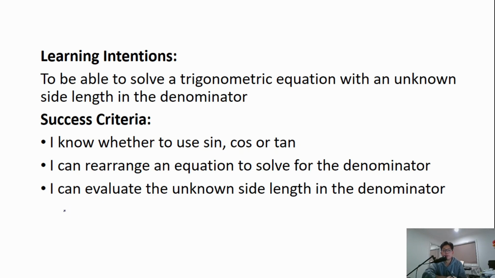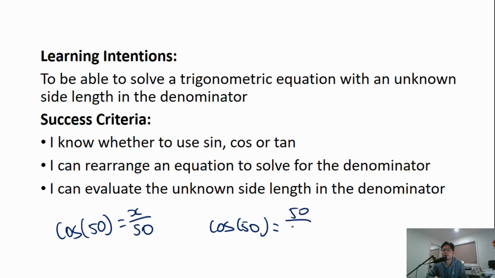Last lesson we were solving for the numerator. So for example, if we had cos 50, our unknown was always in the numerator up here. Today our unknown will be in the denominator. So for an example, our x will be down there. We're just learning how to rearrange the equation so we can solve for x here.